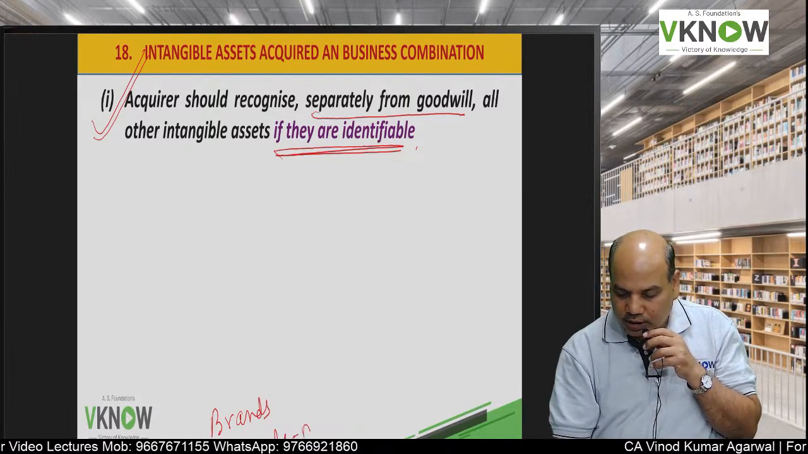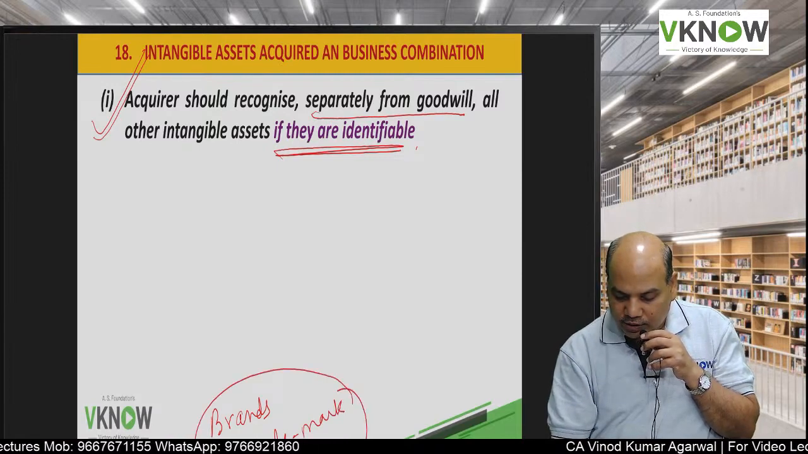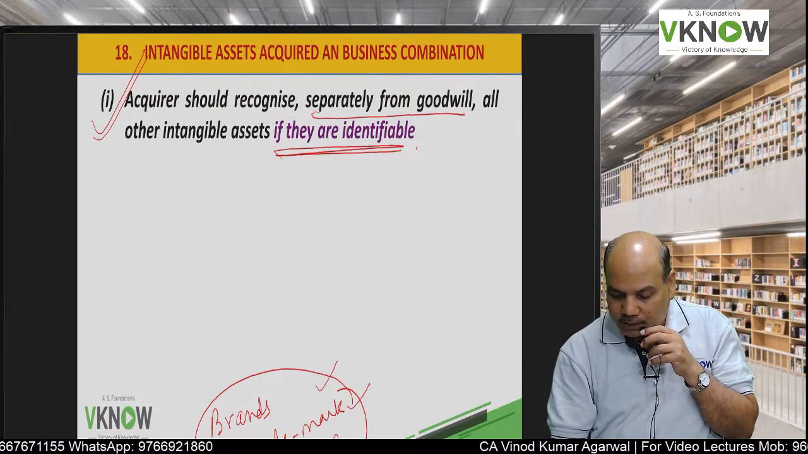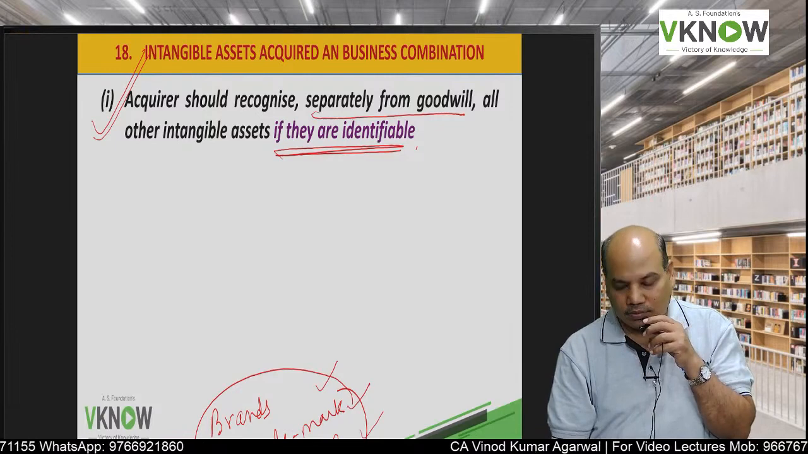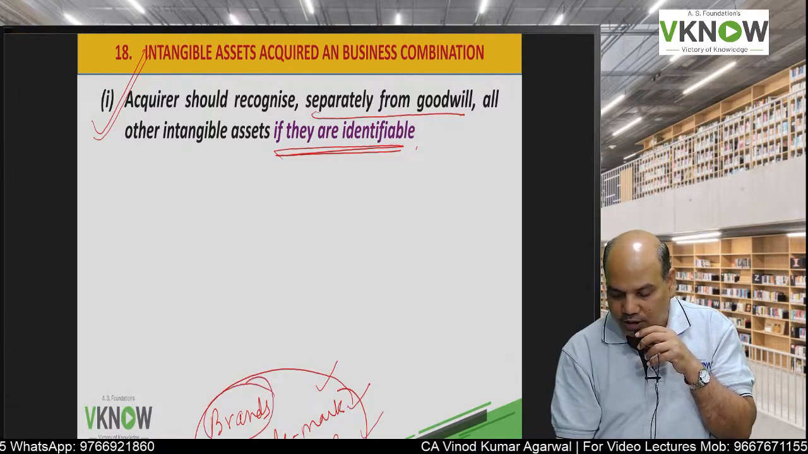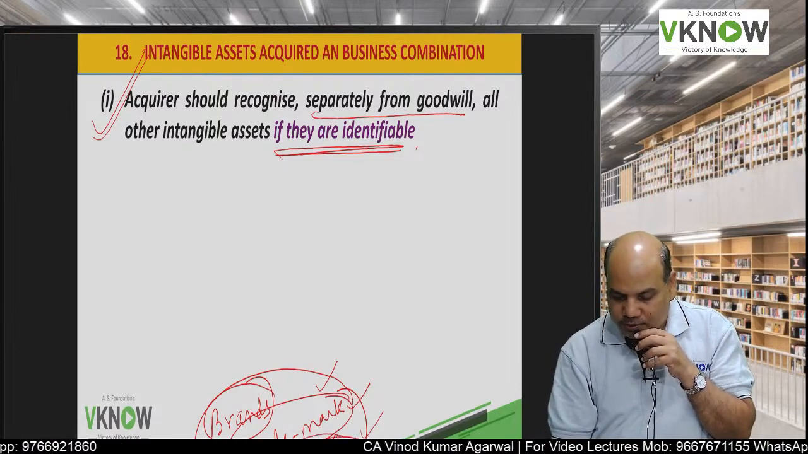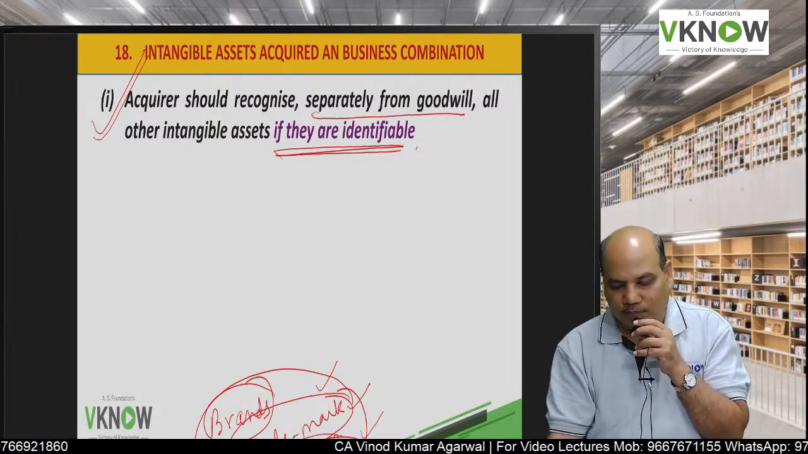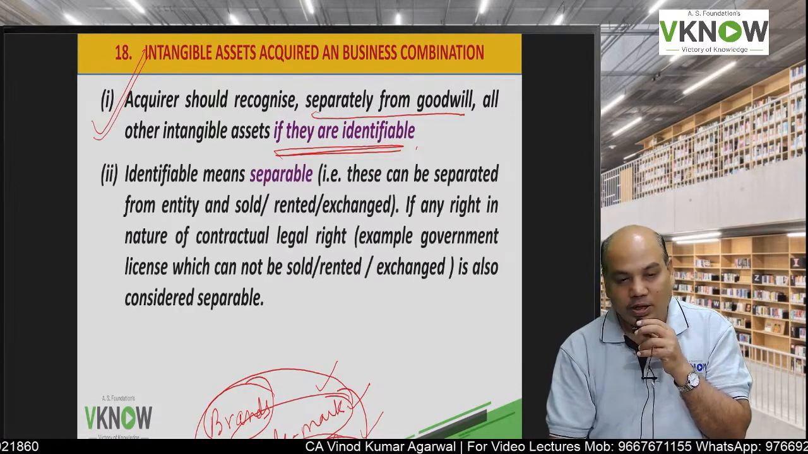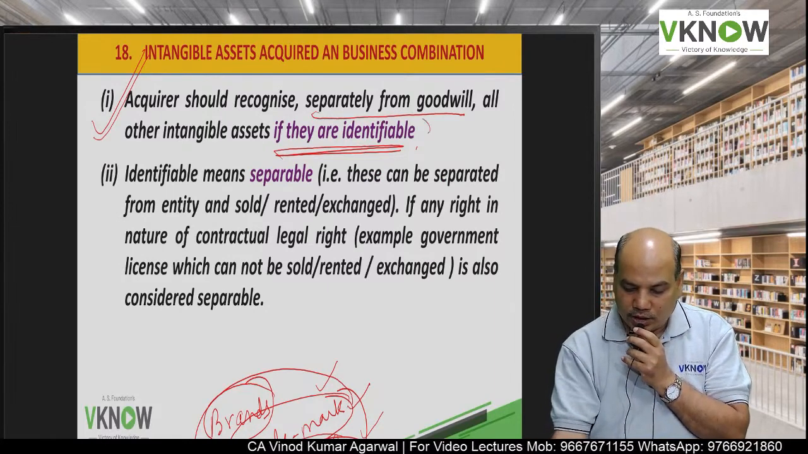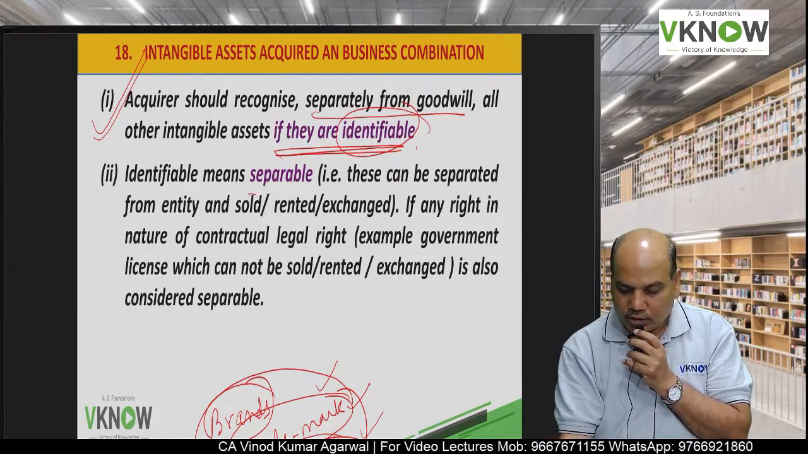They may have trademark, they may have a research division. Now this may not be appearing in the balance sheet of acquiree because self-generated brand, self-generated trademark, research expenses are not to be capitalized. Can it be capitalized in the books of acquirer? The answer is yes, if they are identifiable.